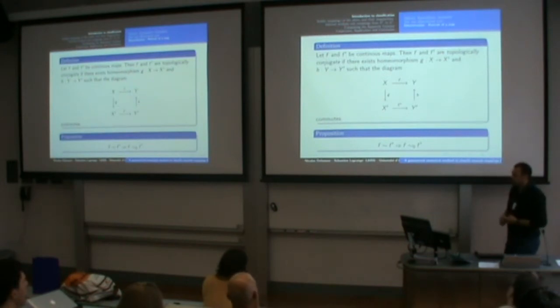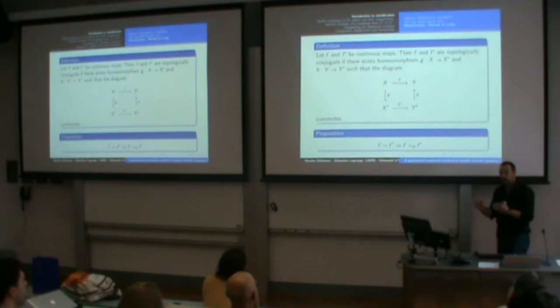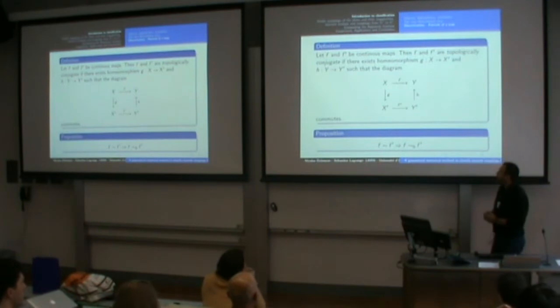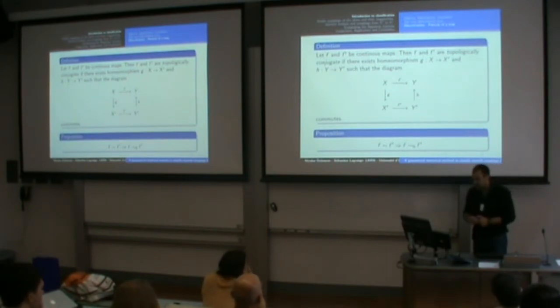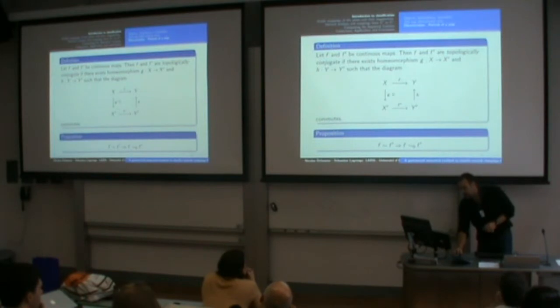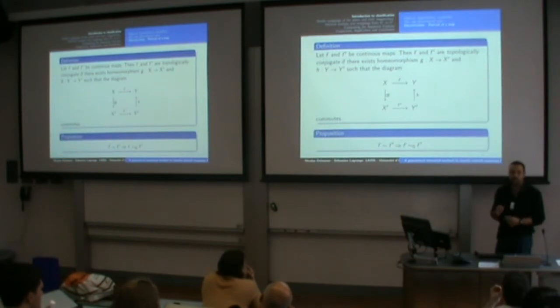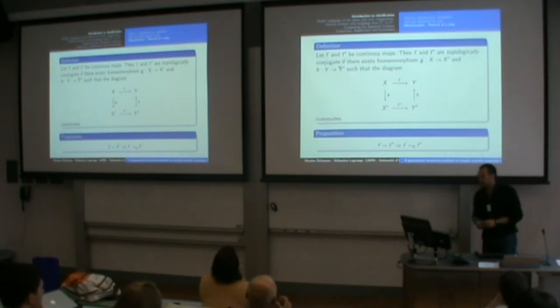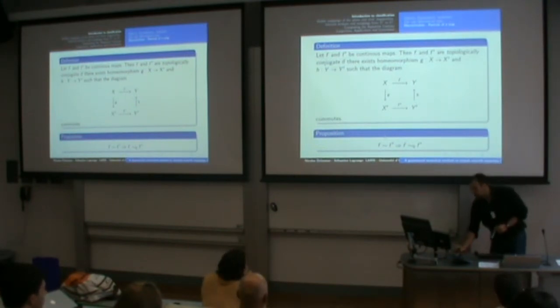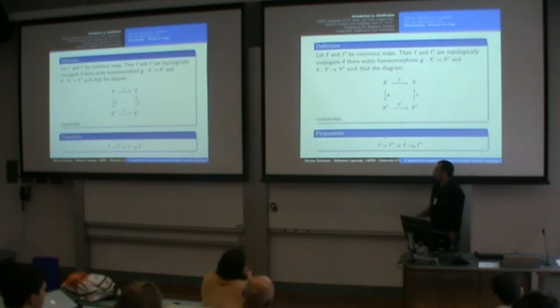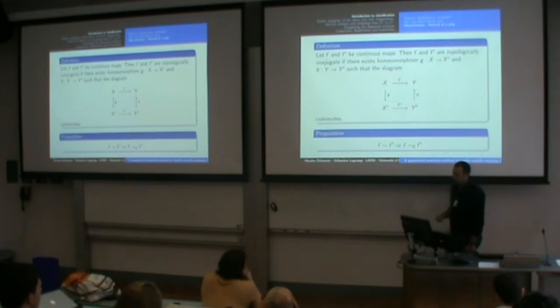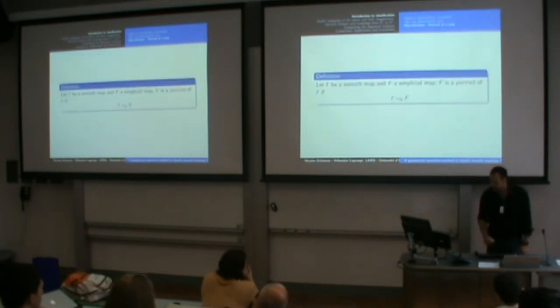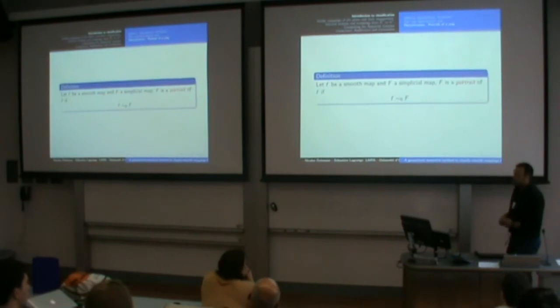To be able to compare a simplicial map with a smooth map is difficult, so I'm going to relax the first relation I've considered. Here it's the same as before, except that the changes of variables are not smooth, but just continuous. So this is what we call it when f and f prime are topologically conjugate. Of course, if two smooth maps are equivalent, then they are also topologically conjugate. And this is the definition that we propose.